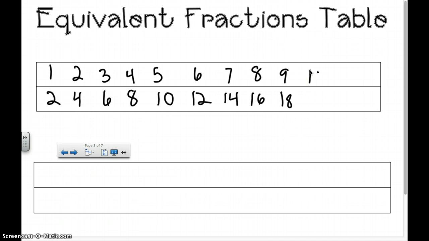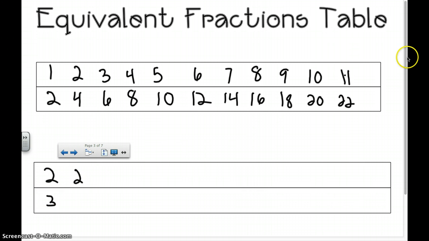18ths, 10 20ths, 11 22nds. So all of these are equivalent. Let's do another equivalent fractions table. Let's start with 2/3. So I'm going to skip count by 2's at the top.